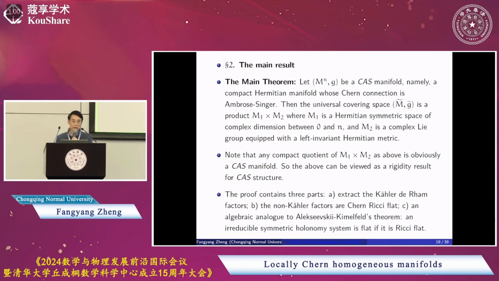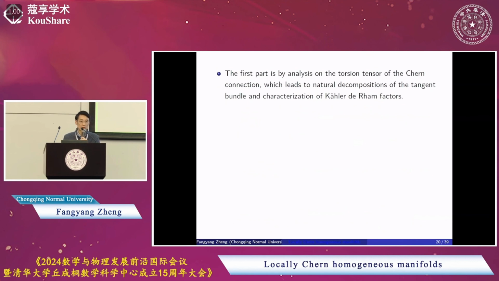The second part is to show that now you don't have the Kähler factors, the non-Kähler factors you want to show are Ricci flat. So that's the second part. This is through local analysis. And then the third part, basically, we need an AK type theorem to show that Ricci flat leads to flat. But here we cannot apply the AK theorem, which only works for the Levi-Civita connection. Here we're working with a connection with torsion. So basically, what we need is an algebraic version of Simons' holonomy theorem. But we need to generalize it.